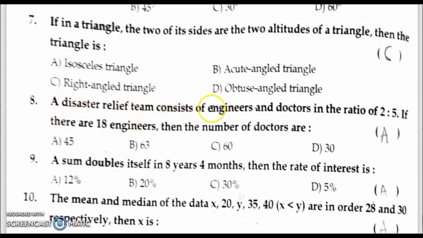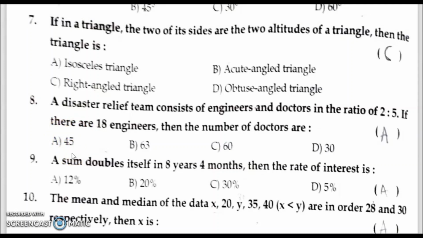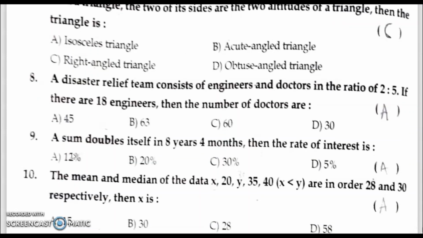A disaster relief team consists of engineers and doctors in the ratio 2:5. If there are 18 engineers, then the number of doctors is 45, option A. If a sum doubles itself in 8 years and 4 months, then the rate of interest is 12, here A is the correct option.